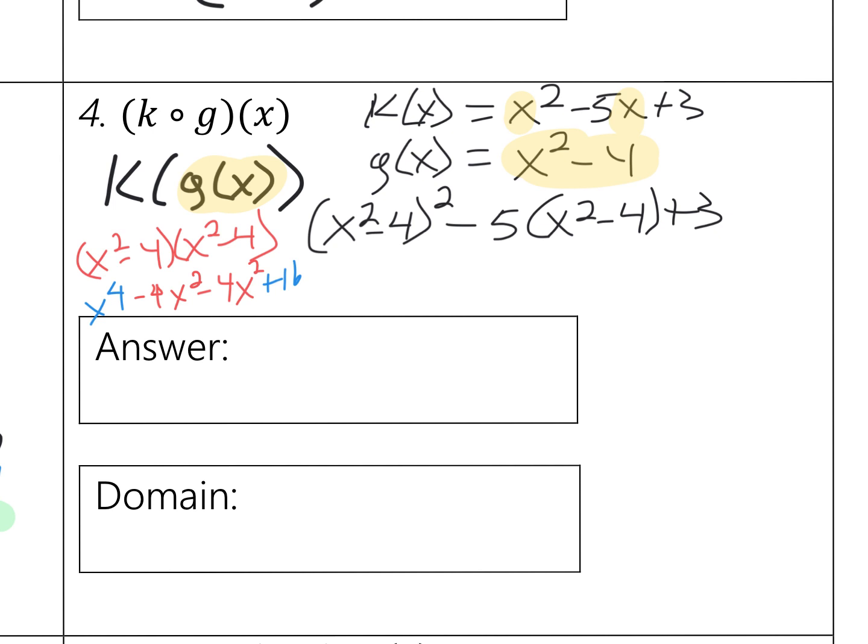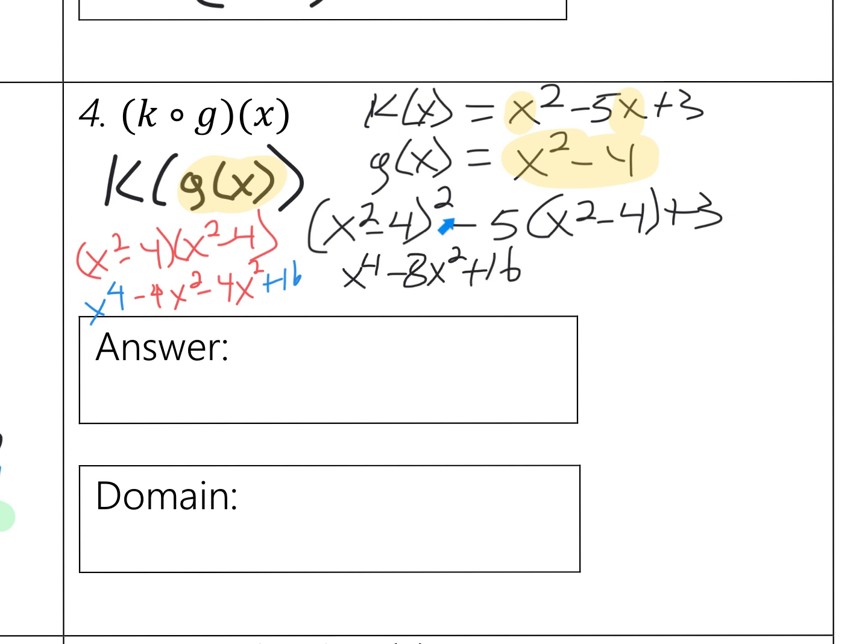So when we keep working this out, we combine these like terms, right? Negative 4x squared minus 4x squared is minus 8x squared. So when we write all that out, we have x to the 4th minus 8x squared plus 16.